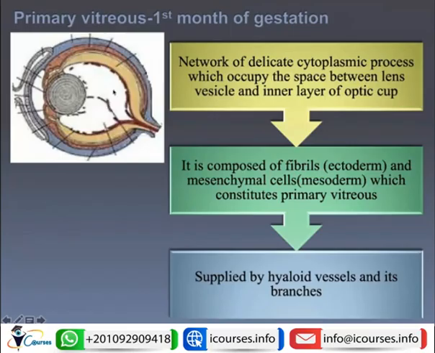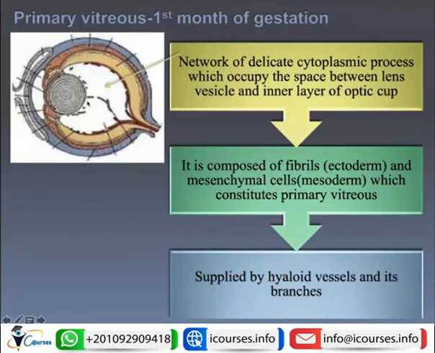So these delicate cytoplasmic processes will form the primary vitreous. It is composed mainly of fibrils coming from the ectoderm, and the mesenchymal cells or mesoderm, which will form the primary vitreous. So the primary vitreous is formed from the ectoderm and mesoderm.